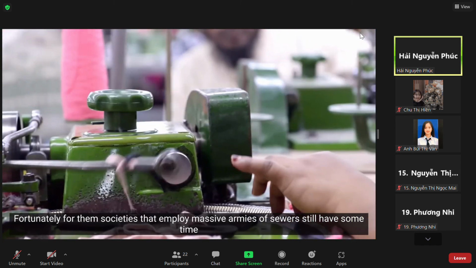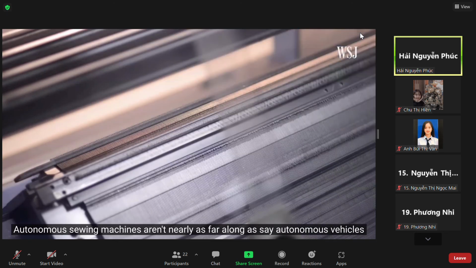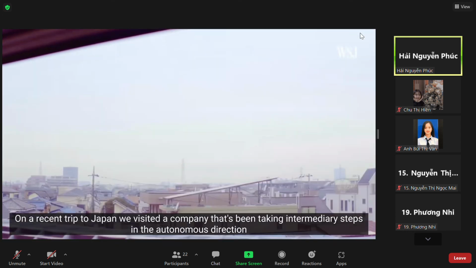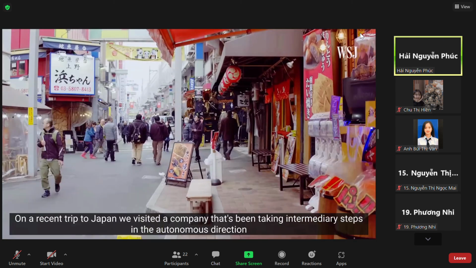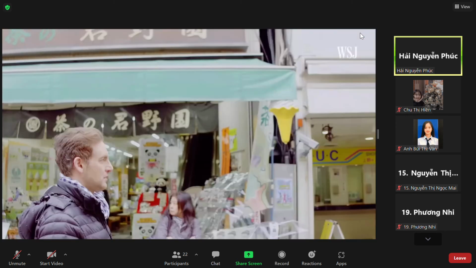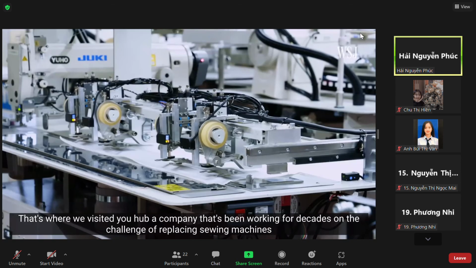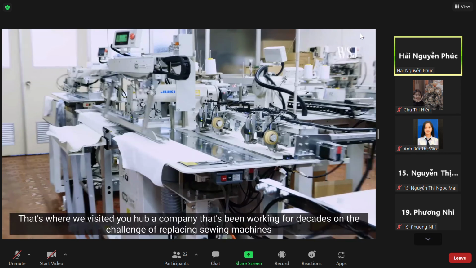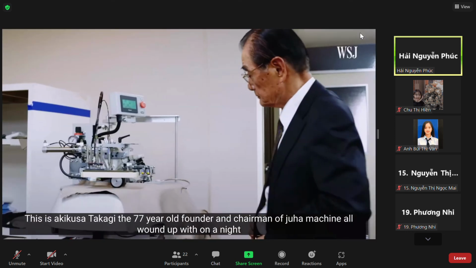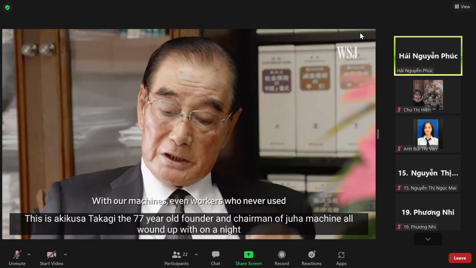Fortunately for them, societies that employ massive armies of sewers still have some time. Autonomous sewing machines aren't nearly as far along as, say, autonomous vehicles. On a recent trip to Japan, we visited a company that's been taking intermediary steps in the autonomous direction. That's where we visited Yuho, a company that's been working for decades on the challenge of replacing sewing machines with machines that do the sewing. This is Akihisa Takagi, the 77-year-old founder and chairman of Yuho.